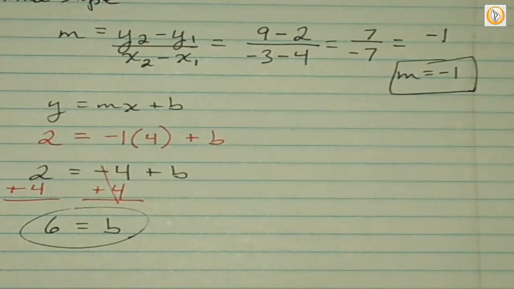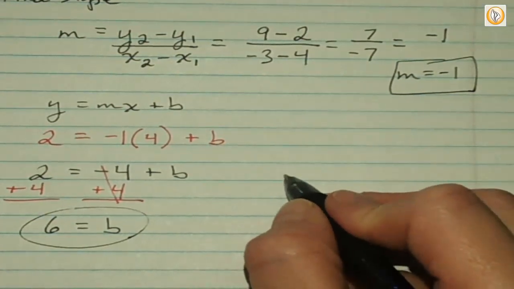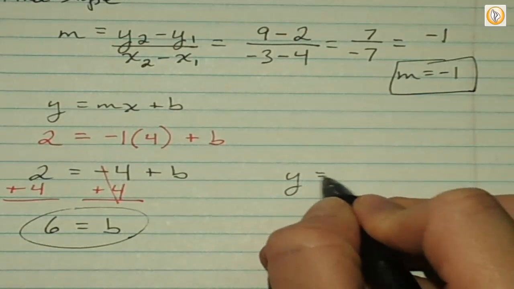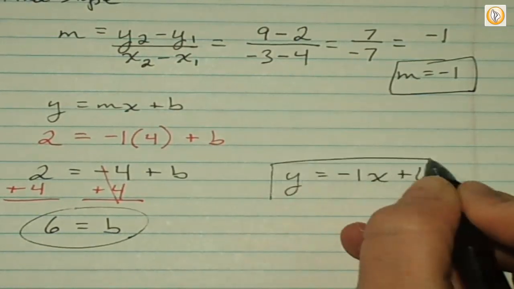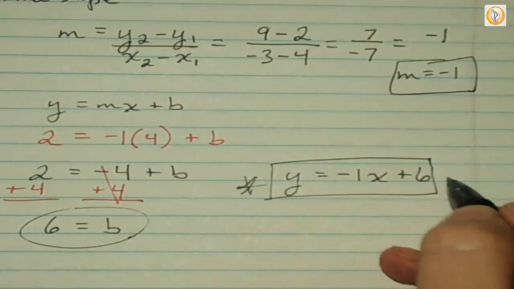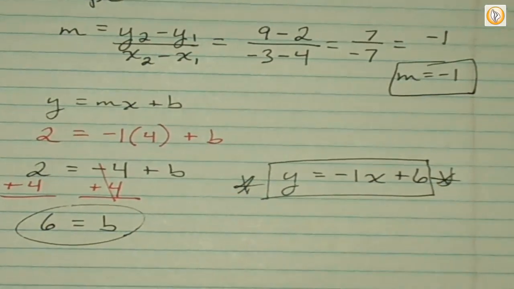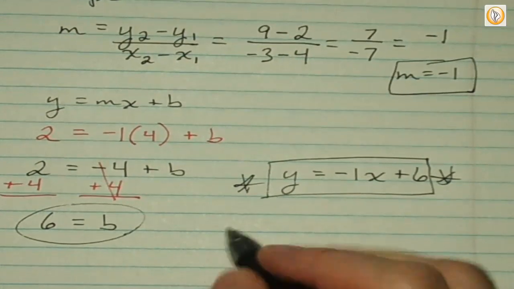Now we just rewrite it. So what's the final answer? Y equals -1x plus 6. Perfect. Are there any questions? All right, y'all wake up.